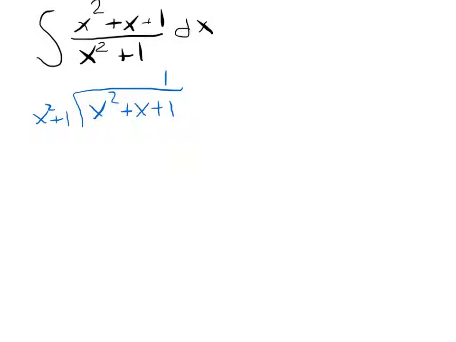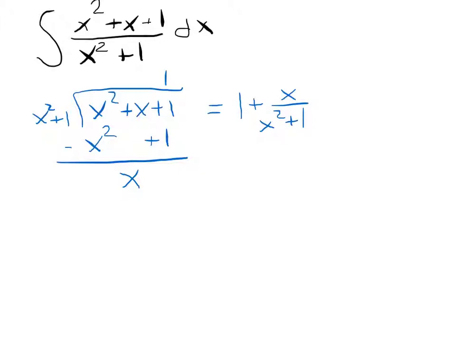1 times x squared plus 1 gives me x squared plus 1. Subtracting, I'm left with an x, which then means that x squared plus x plus 1, this here, divided by x squared plus 1, gives me 1 plus x over x squared plus 1. So it went in there 1 whole time plus a remainder of x over my x squared plus 1. So now I'm going to go ahead and try to integrate that.